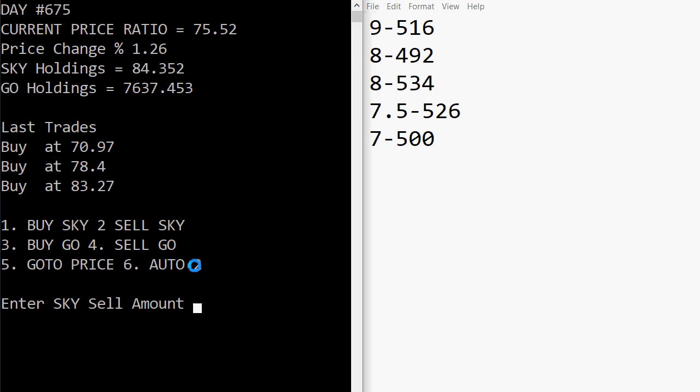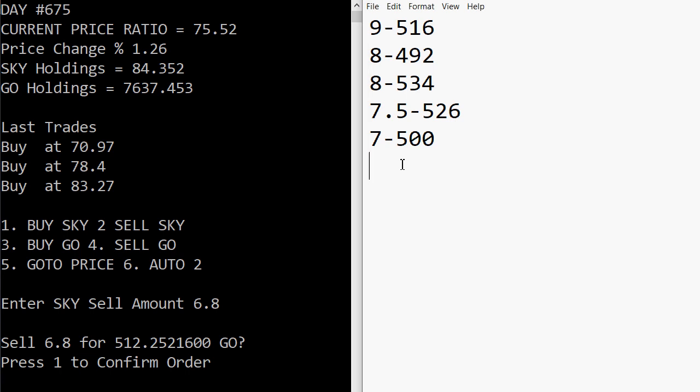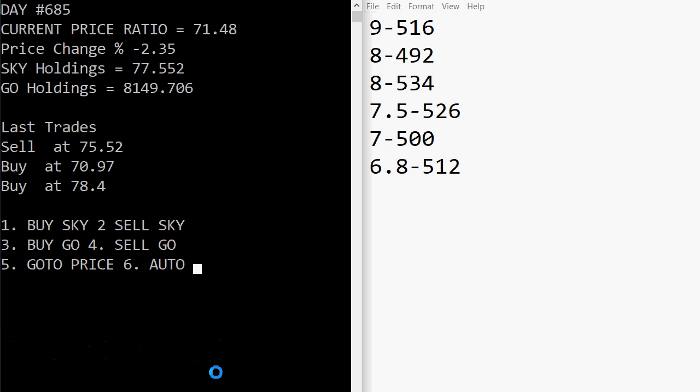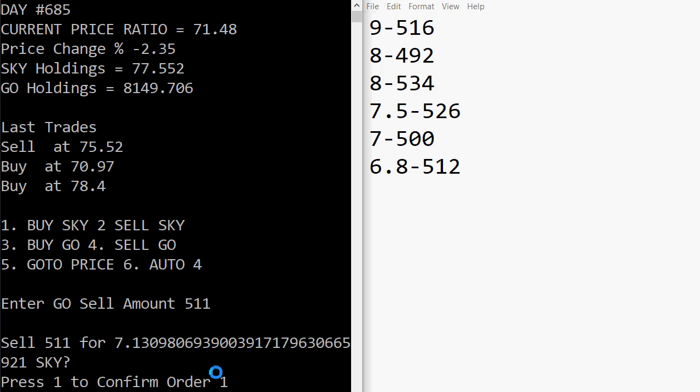So let's put another one in for 512. Then it goes back down. So okay, this is nice. So of the, or selling rather, or not. It's no, it's buyback. So of the 512, let's go 511. Get 7.13.